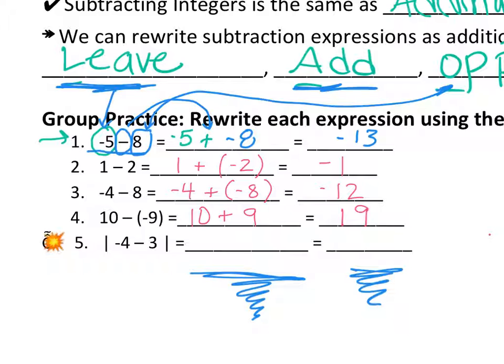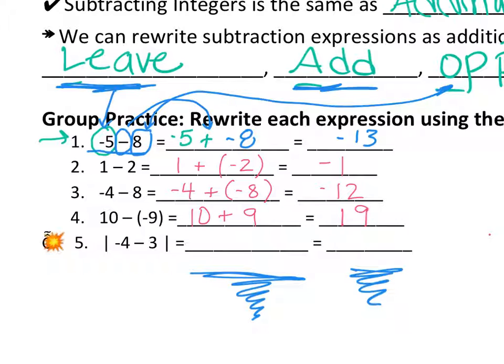Okay, so I filled in some of the answers here. So 1 minus 2, number 2 became 1 plus -2. The answer is -1. Number 3, -4 minus 8 became -4 plus -8. The answer here is -12. Number 4, 10 minus -9 became 10 plus 9. You got 19. Okay, so hopefully you got all those right. If not, you can raise your hand and I can help you figure out what you did wrong.